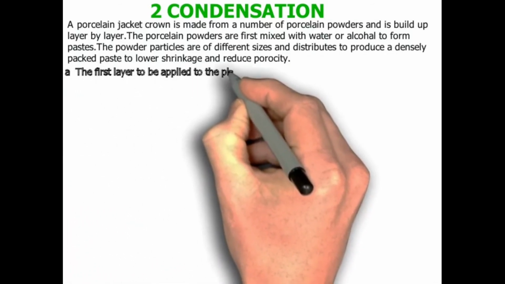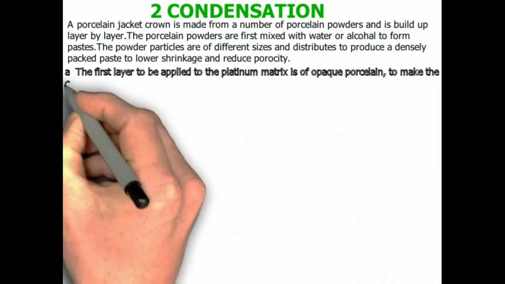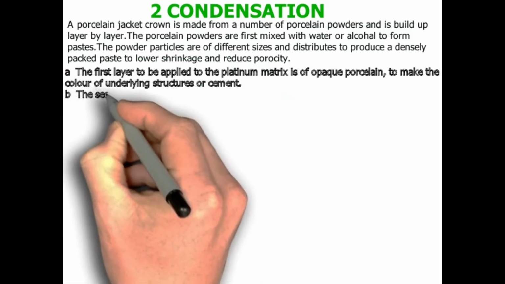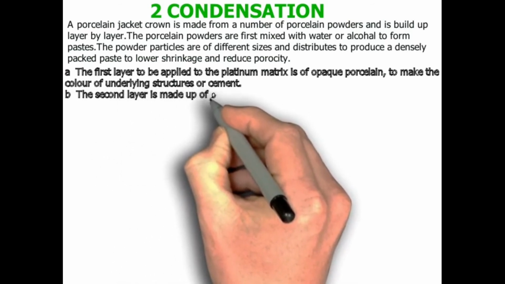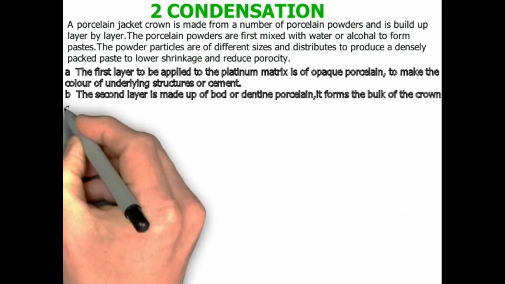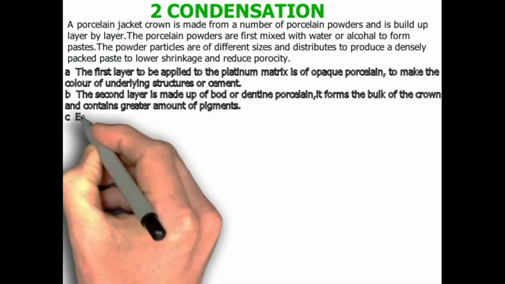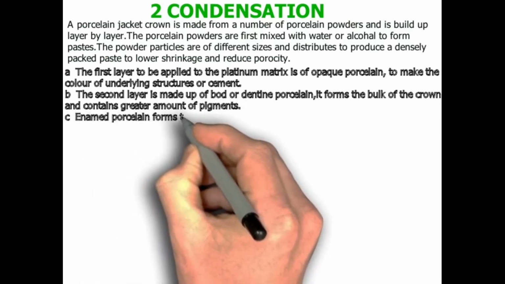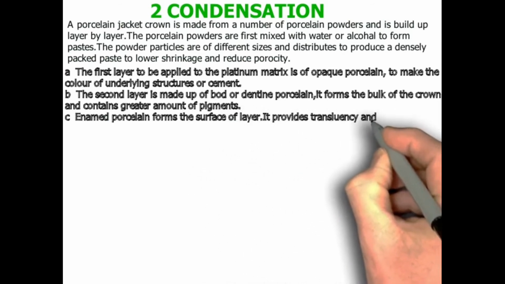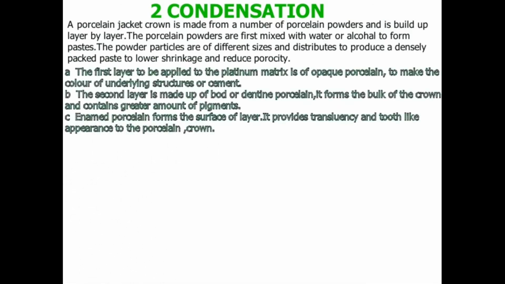Point A. The first layer to be applied to the platinum matrix is of opaque porcelain to mask the color of underlying structures or cement. Point B. The second layer is made up of body or dentine porcelain. It forms the bulk of the crown and contains a greater amount of pigments. Point C. Enamel porcelain forms the surface layer. It provides translucency and tooth-like appearance to the porcelain crown.